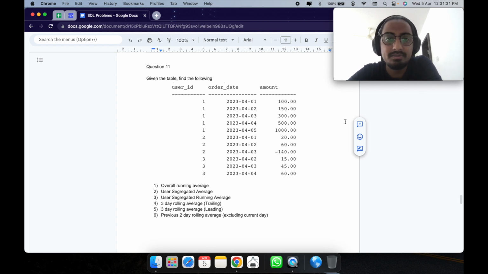Given the table, we have user ID, order date, and amount. We have three unique users, 1, 2, and 3 right here, and we have the order date and the amount. So what are we expected to find?